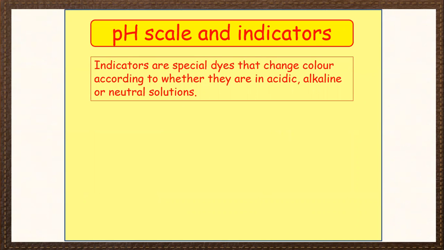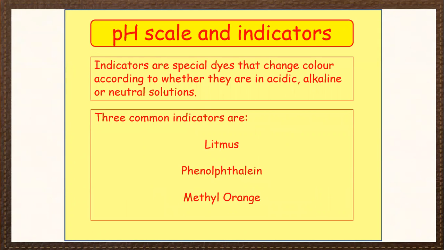Indicators are special dyes that change color according to whether they are in acidic, alkaline, or neutral solutions. So pH scale and indicators, the concept of indicators is most important. Three common indicators are litmus, phenolphthalein, methyl orange.